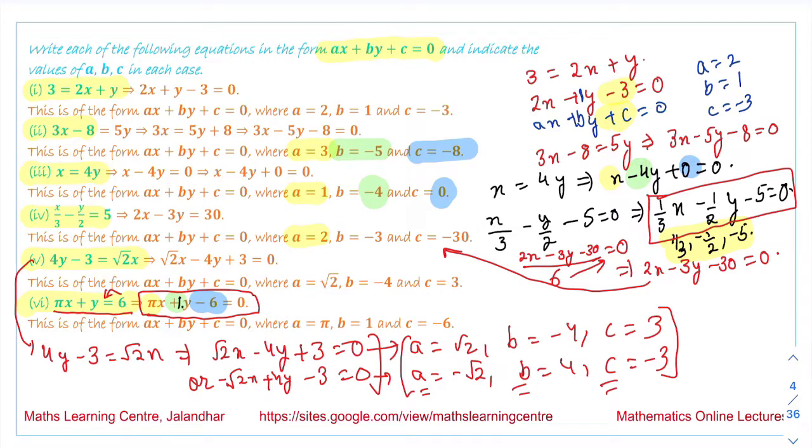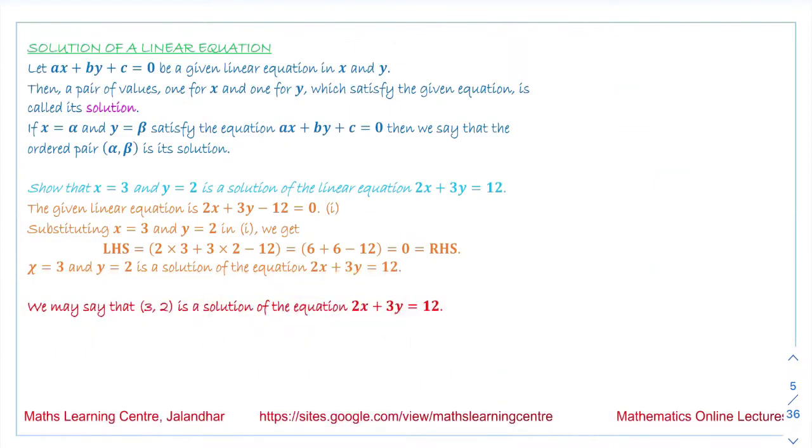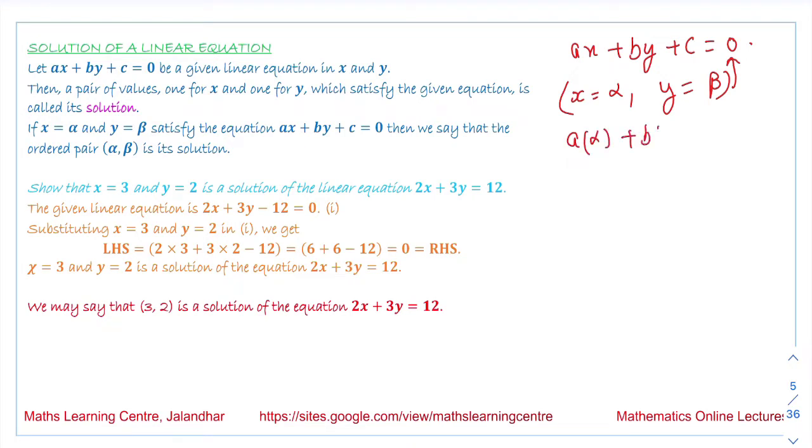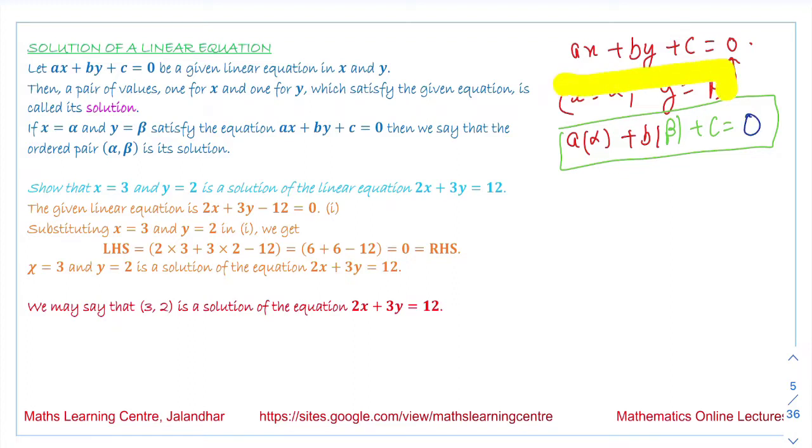Next we are talking about the solution of the linear equation. If the linear equation in two variables is given as ax plus by plus c is equal to 0, the solution of this equation means we are talking about numbers, say x is equal to alpha and y is equal to beta. When we put these in this equation, in place of x we write alpha, in place of y we write beta, and if after substituting these values the final answer is 0, then we say that alpha comma beta is the solution of this equation.